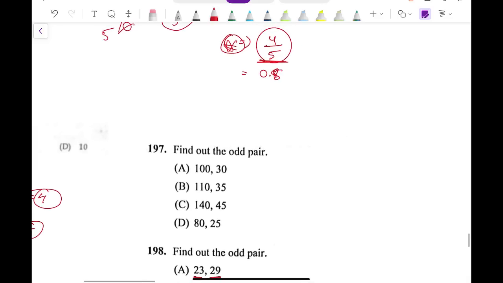And this one I'll leave it for you. This is from NSSB, okay? You try this.